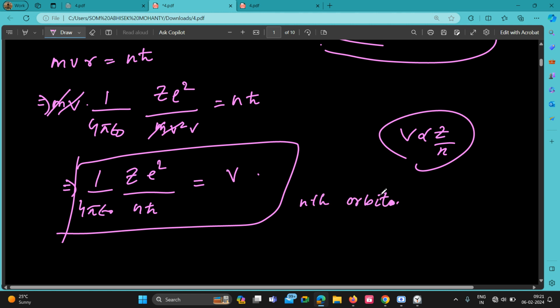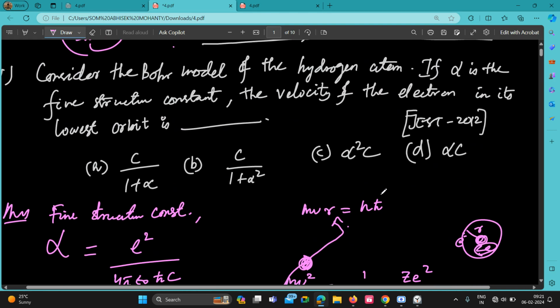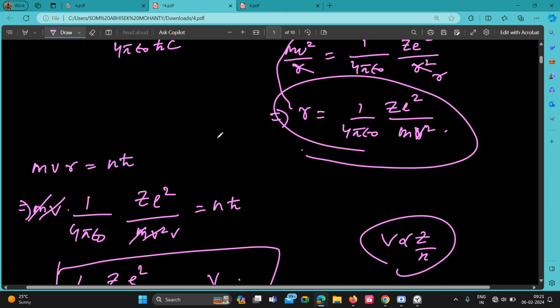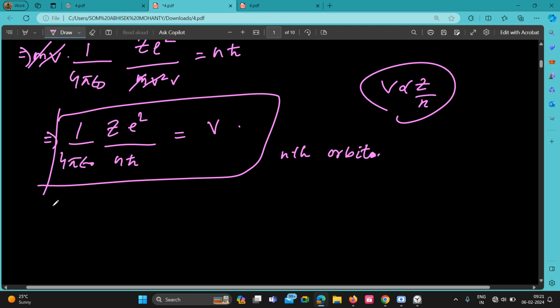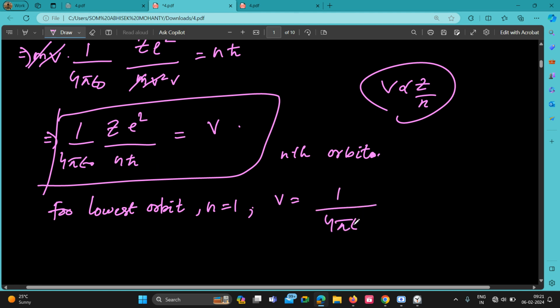Okay. Now the question is what? The velocity of the electron in its lowest orbit. Lowest orbit means ground state. That means n is equal to 1. So for lowest orbit, n is equal to 1. So v will be how much? Just put 1 here. 1 by 4 pi epsilon naught Ze square divided by h cut.